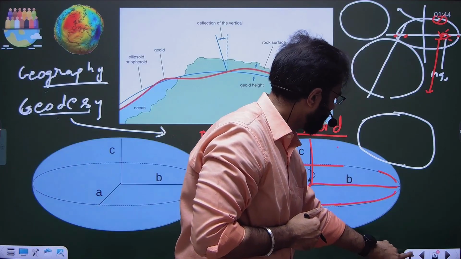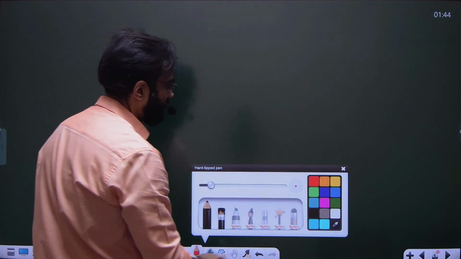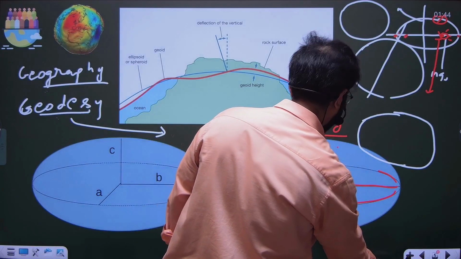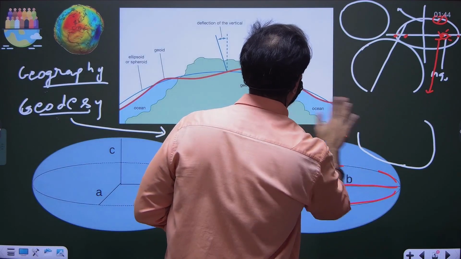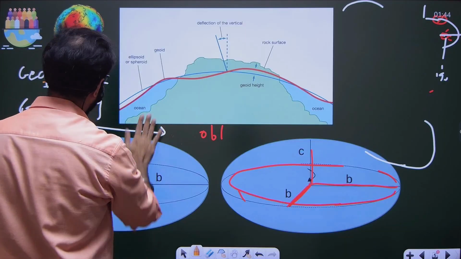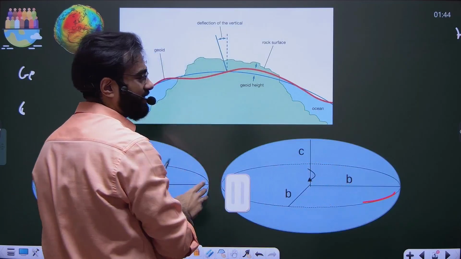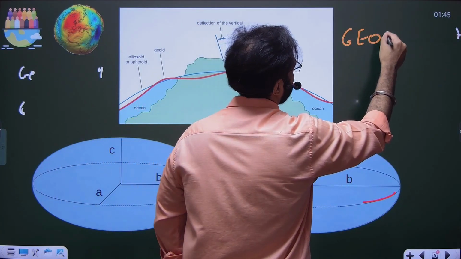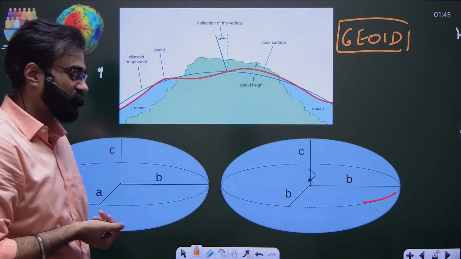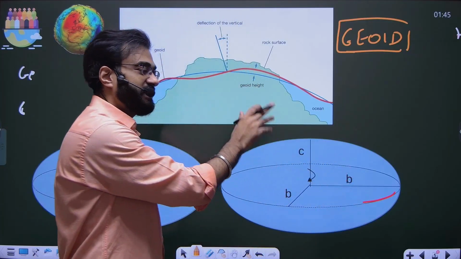Now, what is the use of expressing Earth as an oblate spheroid? Okay. There is another term which you should know, that is geoid. Okay. When I ask what a geoid is, you might all say it is the approximate shape, not a perfect sphere, it is a geoid.